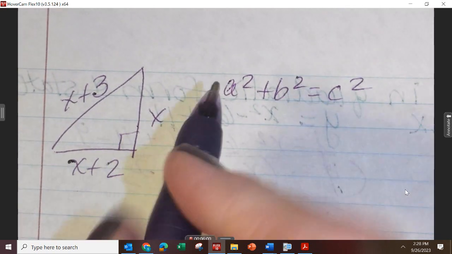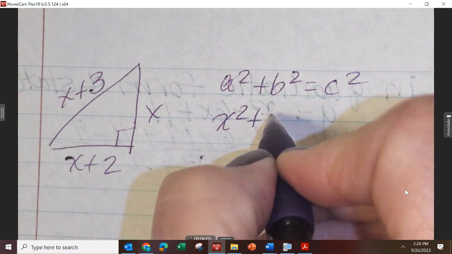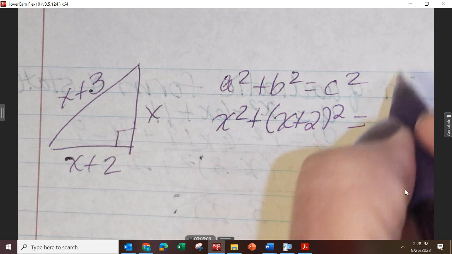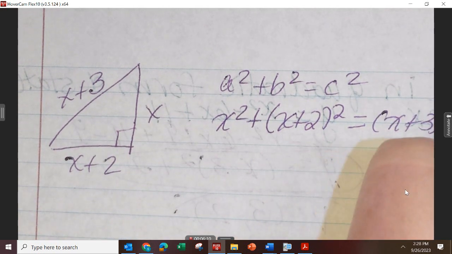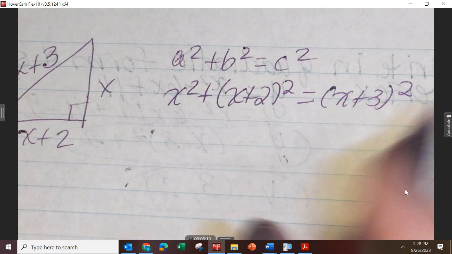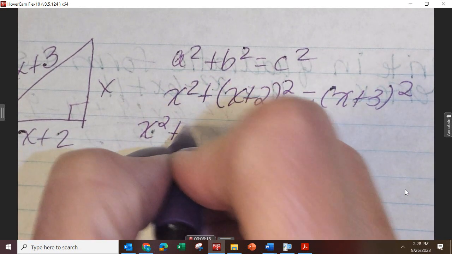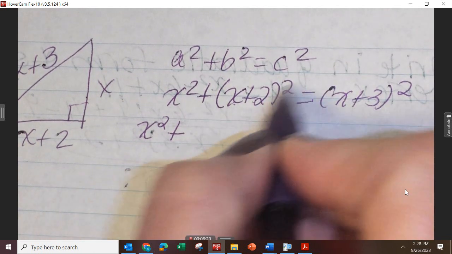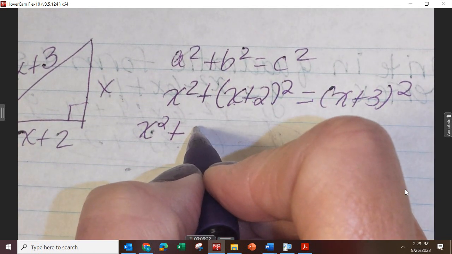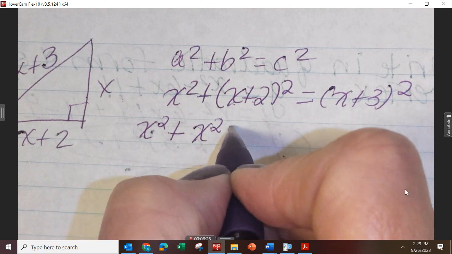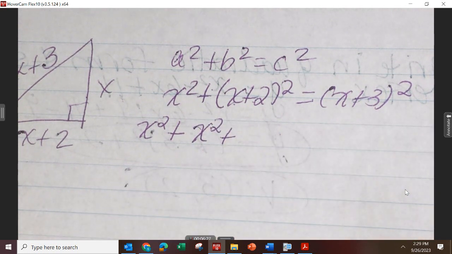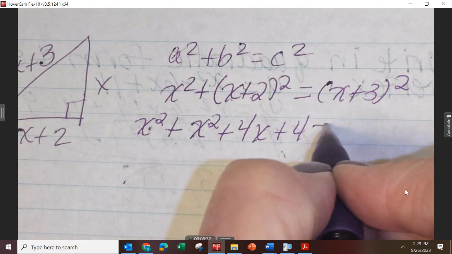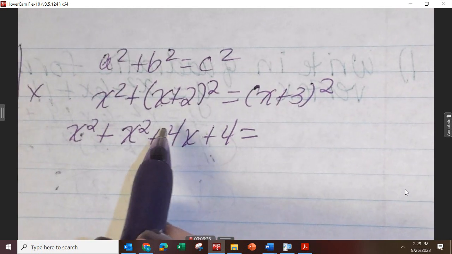Well, I'll just call this a. So I'm going to do x squared plus x plus 2 squared equals c, which is x plus 3. C has to be the hypotenuse. So now we have x squared plus x plus 2 squared. What is that quantity squared turn out to be? X squared plus, not just plus 4, but plus what? 4x, and then what? Plus 4. That's what that turns into.